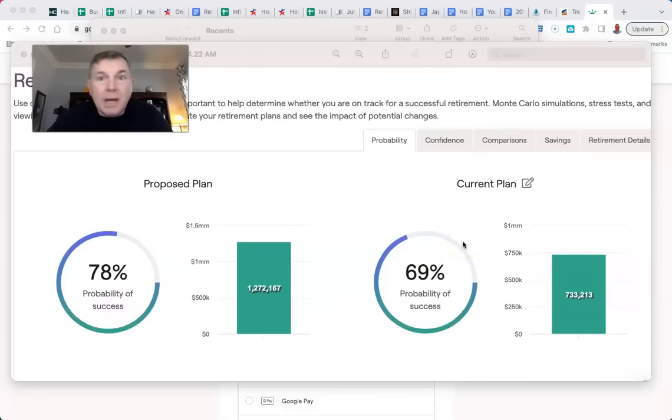When I say run out of money, you're not running out of money. It's impossible to run out of money. You're running out of liquid assets here. 69% of the time you don't. The median that you have is $732,000. So even this doesn't concern me all that much.